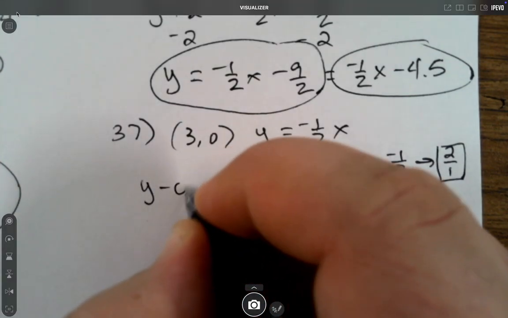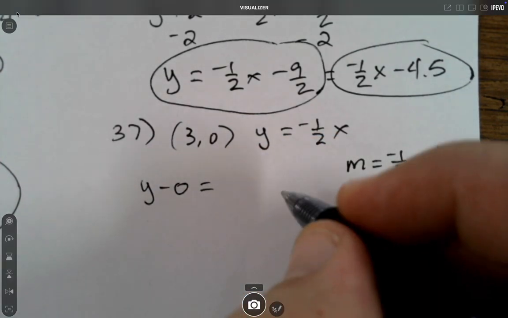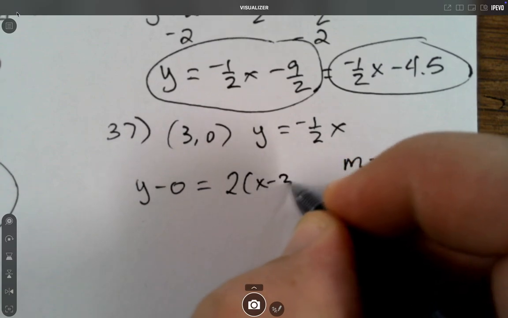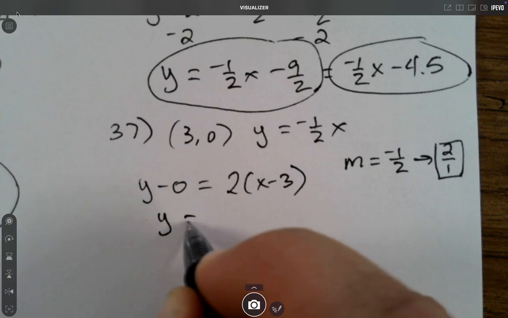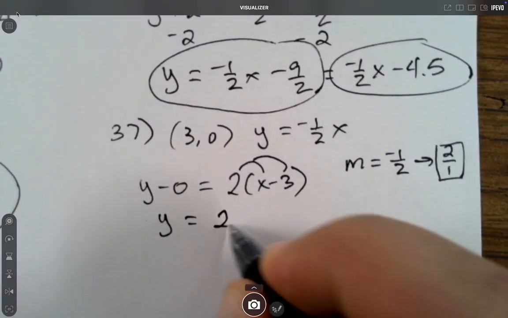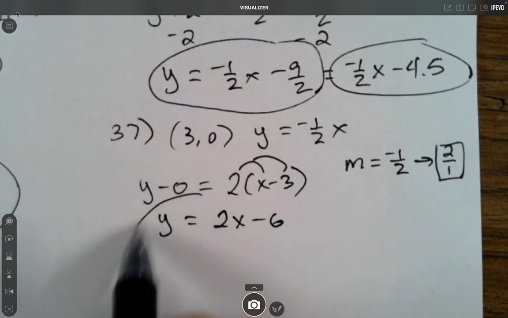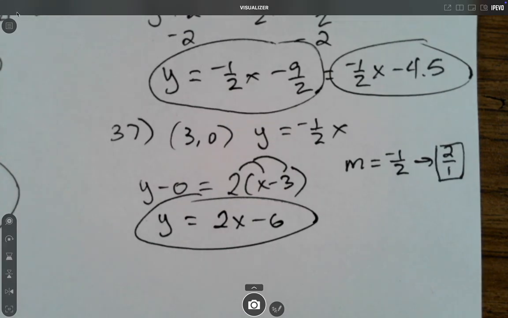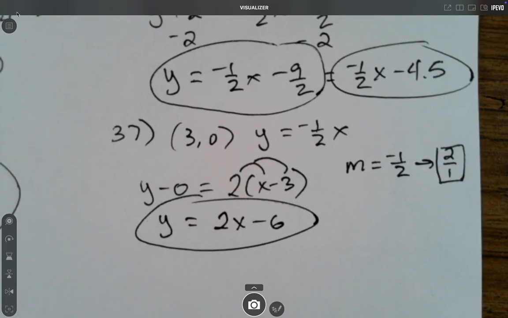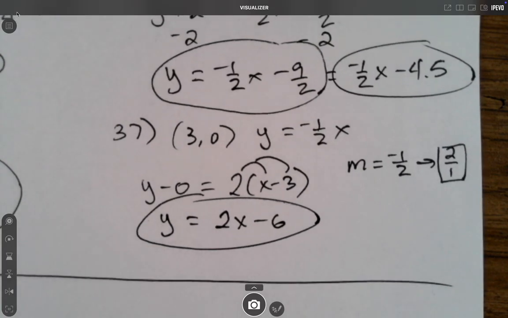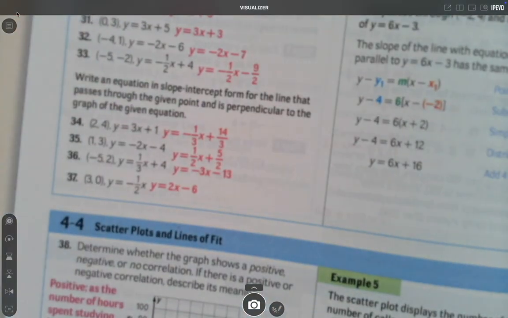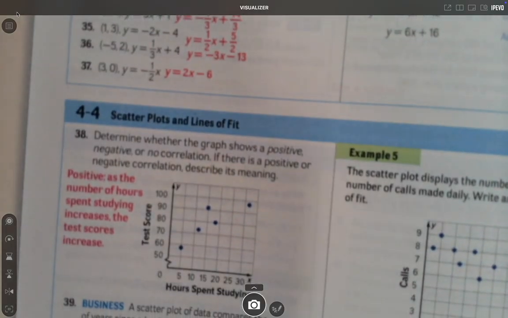So I do y minus 0 equals 2 times x minus 3. Well, y minus 0 is just y. Then I can just distribute the 2 and be finished. That completes section 3. Now let's look at section 4.4. Okay, so I'll show you this picture. Doing both the problems in this.